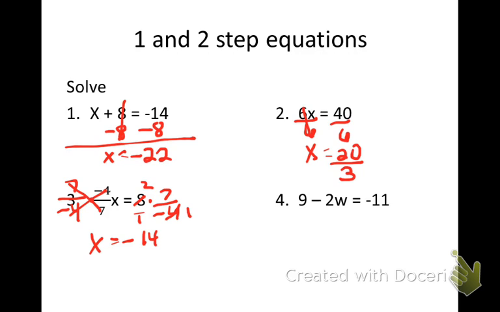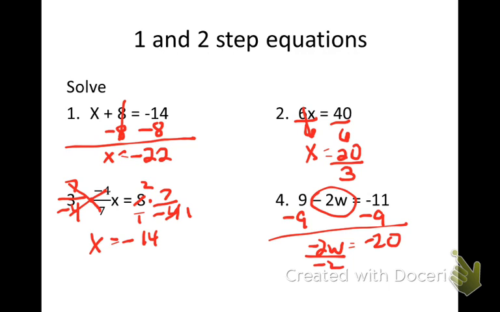Now we have a two-step. We want to get rid of anything added or subtracted first as far as numbers go, and then say multiply and divide for the last step. So this is a positive 9, so to get rid of it, I'm going to subtract 9 from each side. Please don't lose this negative sign that goes with the 2w. So it's negative 2w equals negative 20. Divide by negative 2. And you get w equals positive 10. So watch your signs. That's another big mistake in equations, is not paying attention to your signs.